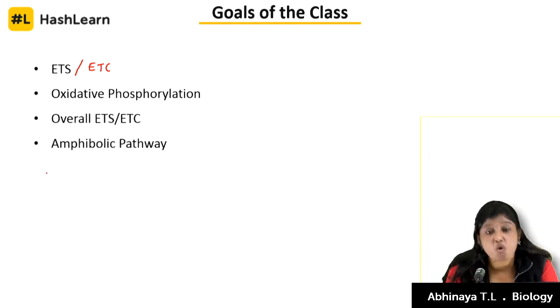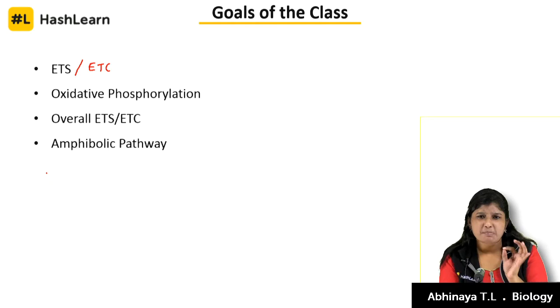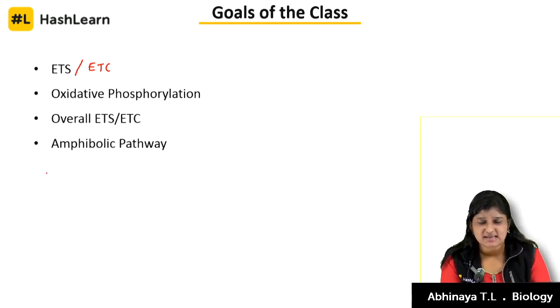Then we are going to study the overall ETS or ETC. There should be some purpose for any process taking place in the cell, right? It should release something which is valuable for the cell. So, this chain which we are talking about, what is it going to put out? That's what we are going to talk about in the overall ETC. Then the question of the amphibolic pathway: I told you what respiration is, we'll talk about that also.